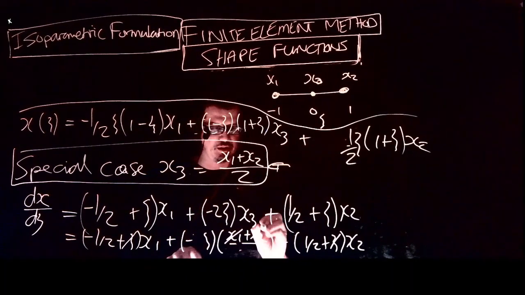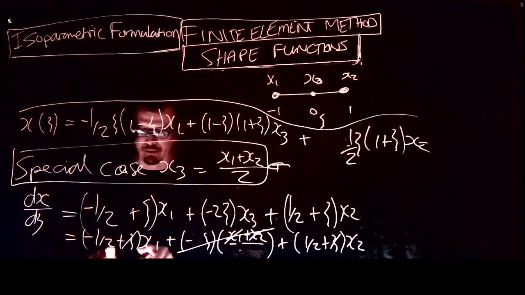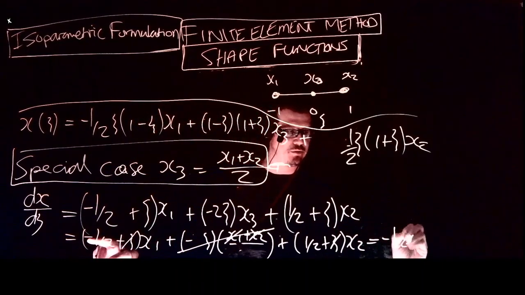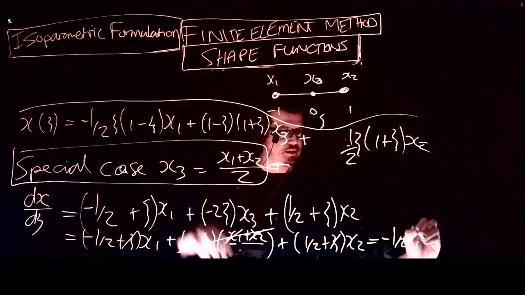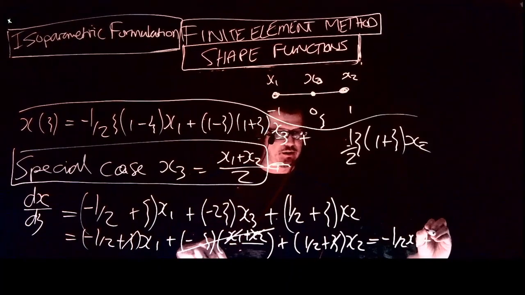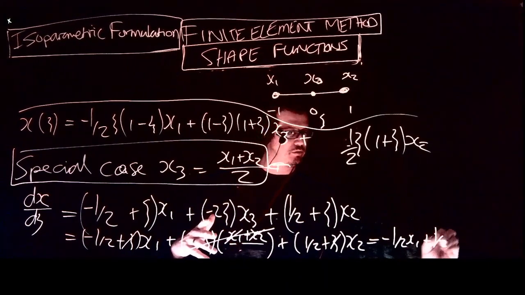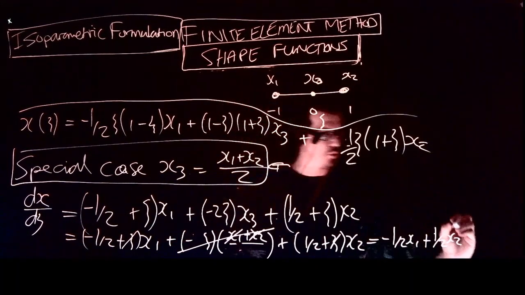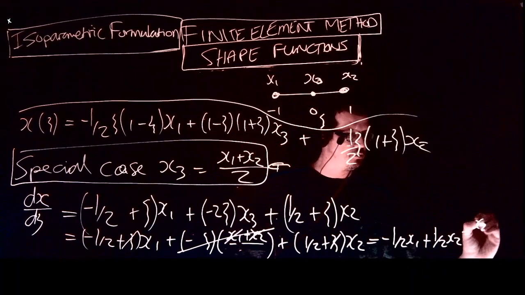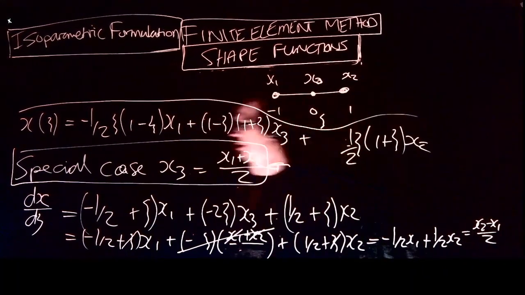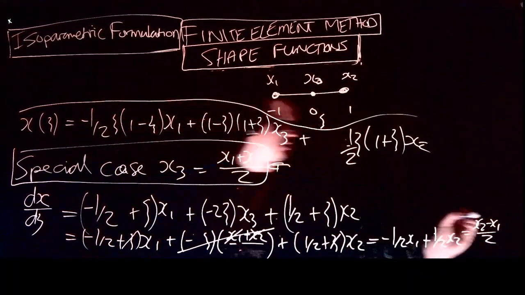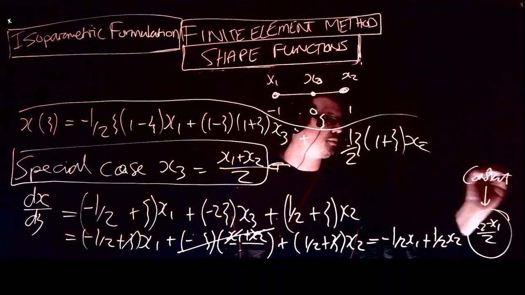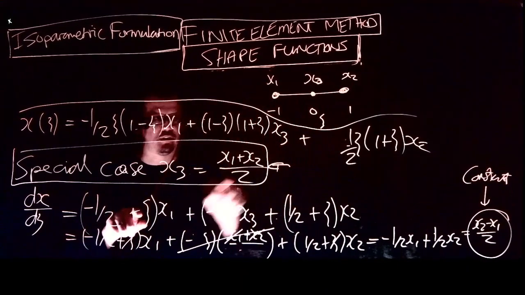Can you see that? So this term is now taken care of, and what I'm left with is just this minus a half x1 plus a half x2. Okay, so that's what I have. And if I write that out a bit more neatly, that is essentially x2 minus x1 over 2. Okay, so the important thing is this is a constant.